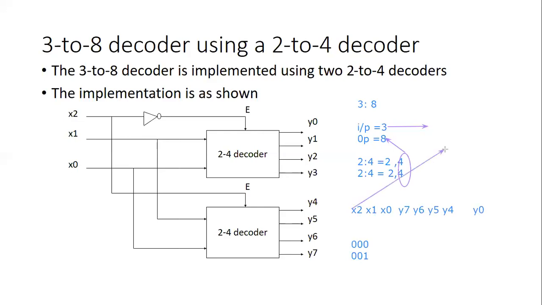If x2 is equal to 0, this decoder will work. Because x2 is equal to 0, I have a NOT gate, so it will be equal to 1. So this is enabled. If x2 is equal to 1, what happens? The second decoder will work, the first decoder will not work. So totally, based on the combinations, I'll get the output.